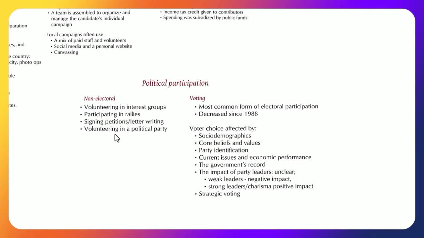So all of this form of participation will also increase during elections. But the most common form of participation, certainly electoral participation, is voting. This has in fact decreased. Turnout to elections has decreased since 1988. And that's not just in Canada, but in all democracies. And that's not just in Canada, it's even in countries with proportional representation.